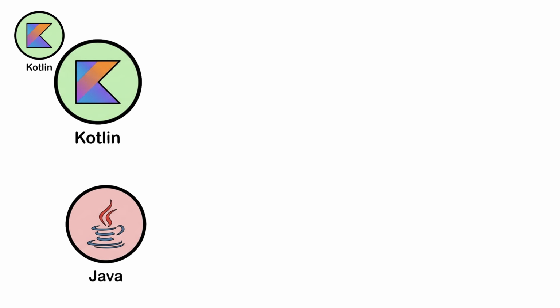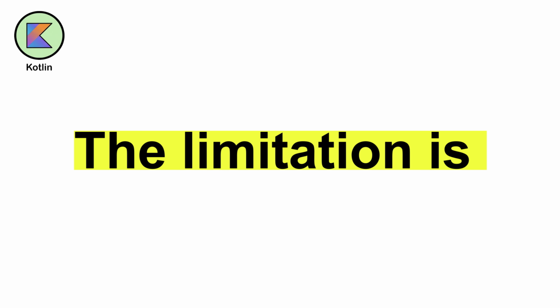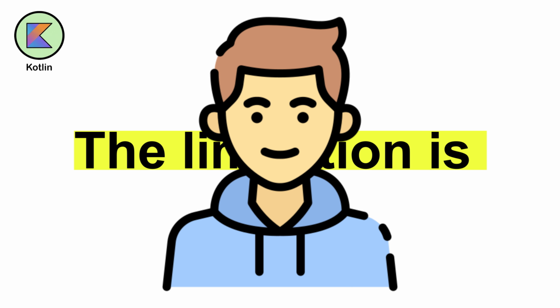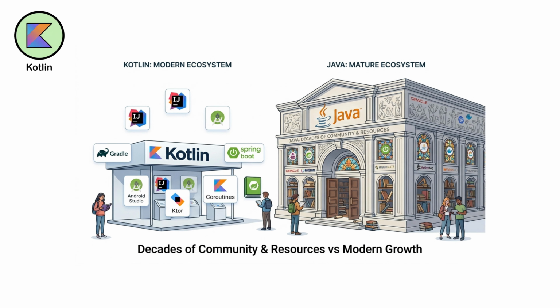Kotlin runs on the same Java virtual machine as Java, which means you can use both in the same project, making it easier for existing teams to transition gradually. The limitation is that Kotlin is relatively young, and while its ecosystem is growing fast, it doesn't yet have the same depth of libraries and community resources that Java has had decades to build up.